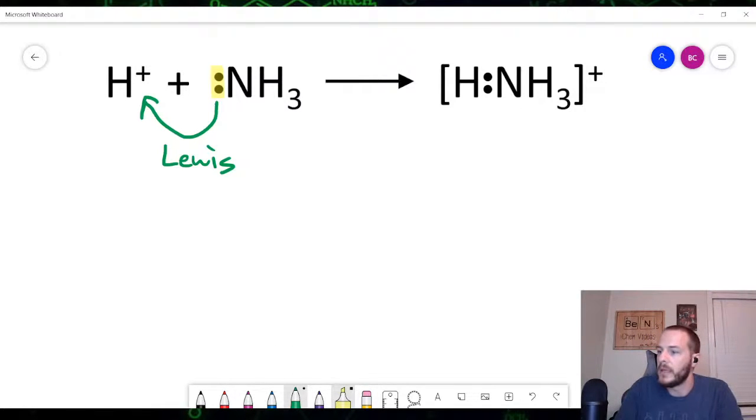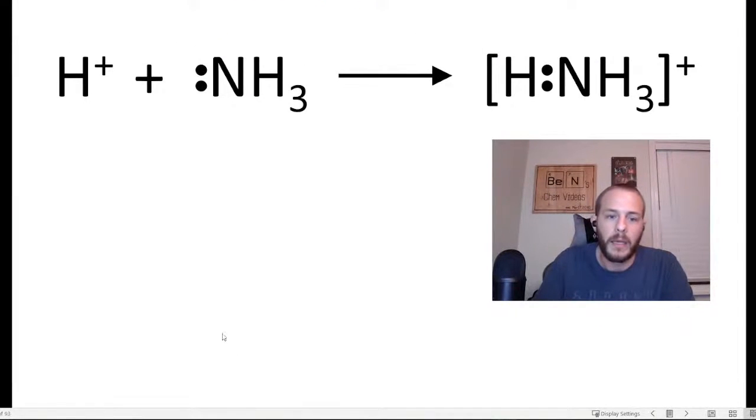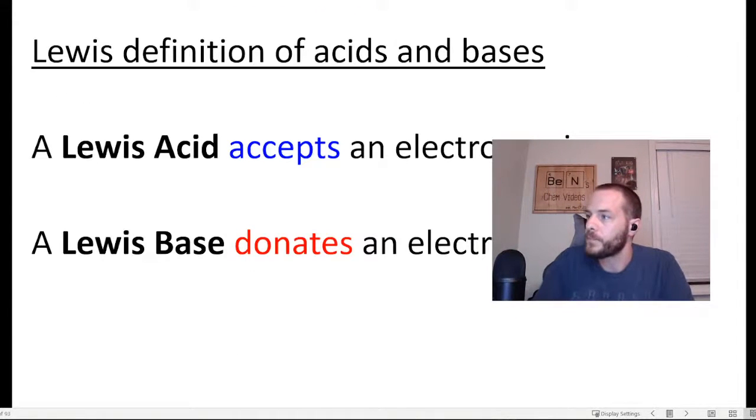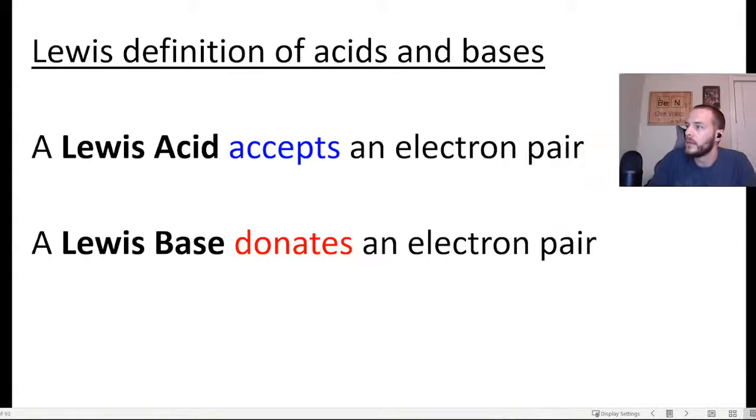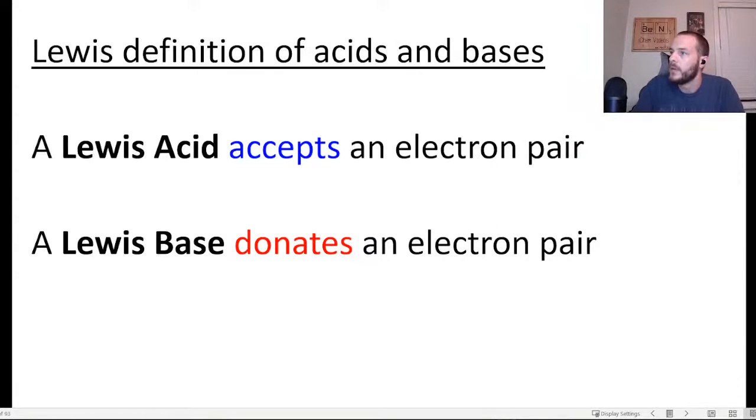So I'm going to go back to the PowerPoint real quick and sort of introduce this topic. So I'm going to move myself out of the way here, right up there. So under the Lewis definition of acids and bases, a Lewis acid is something that accepts an electron pair. It's an electron pair acceptor. And meanwhile, a Lewis base is something that donates an electron pair, right? So instead of talking about protons, now we're talking about electron pairs, where a Lewis acid is an electron pair acceptor and a Lewis base is an electron pair donor.